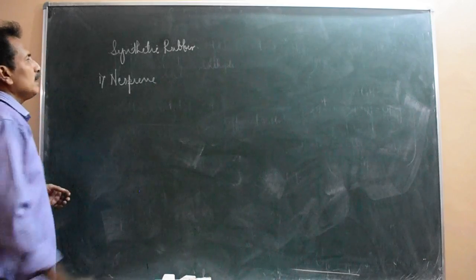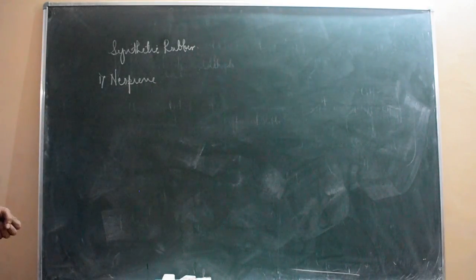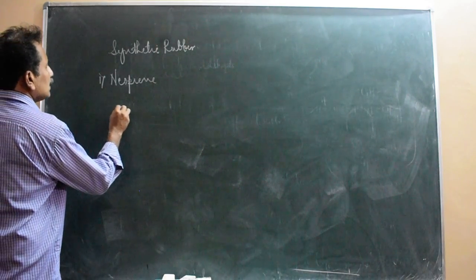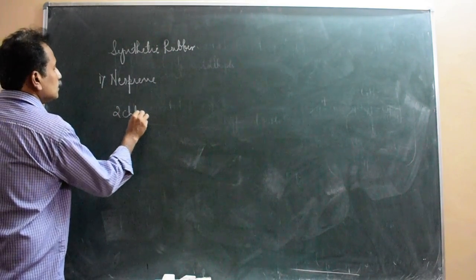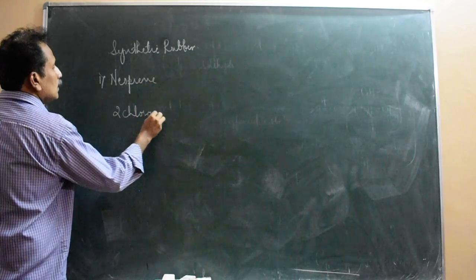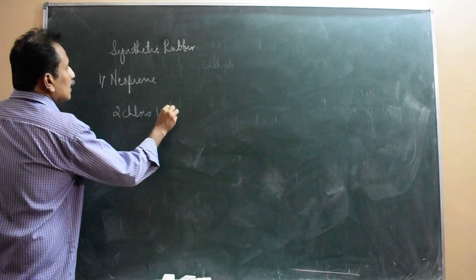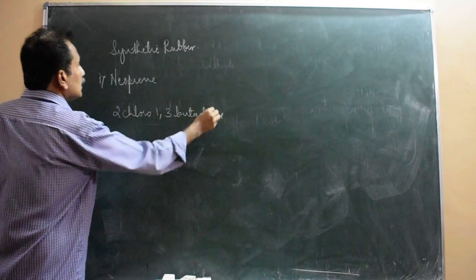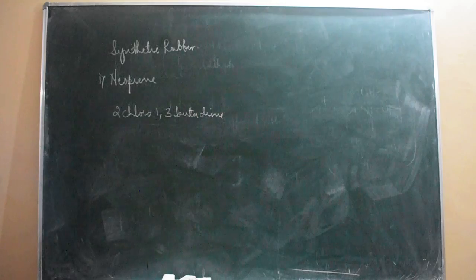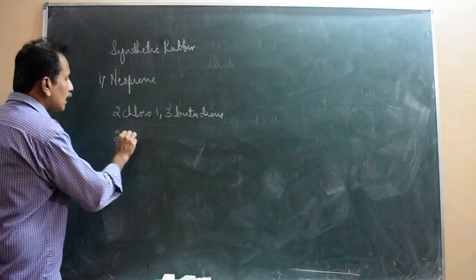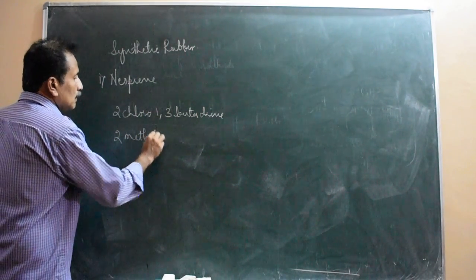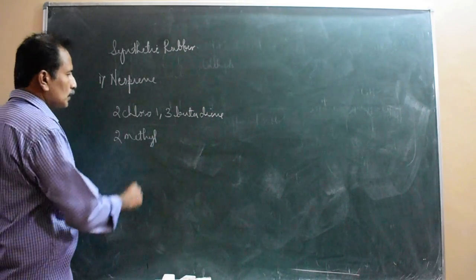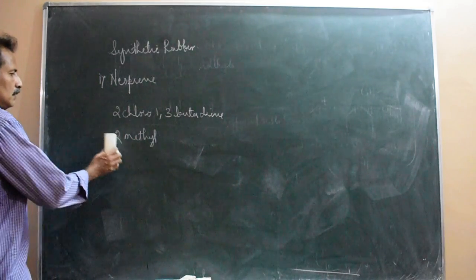Now, polyneoprene is one man-made rubber, or a synthetic rubber. Neoprene is nothing but 2-chloro-1,3-butadiene. So what was natural rubber? Natural rubber is 2-methyl-1,3-butadiene. That is natural rubber. And this is 2-chloro-1,3-butadiene.